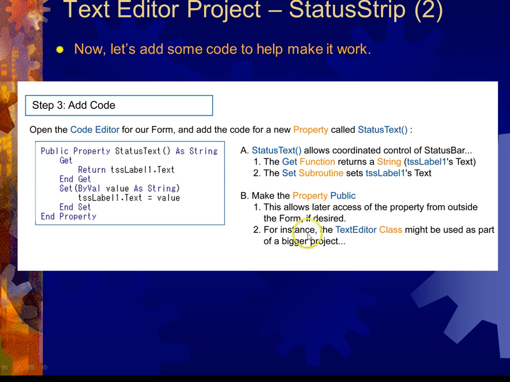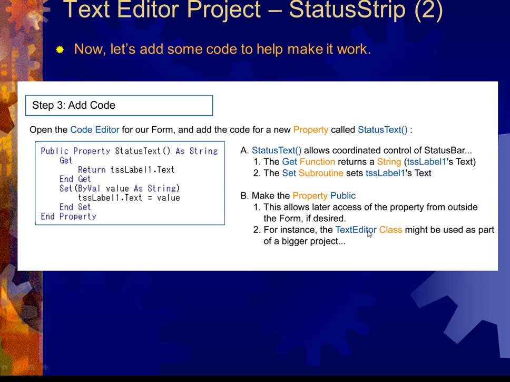For instance, the text editor class might be used as part of a bigger project. What does he mean by the text editor class? Did you see anything called the text editor class? Well, the form itself is called text editor, right? And it says class before that, right? So that's the text editor class. It's the whole class for the program that we have.